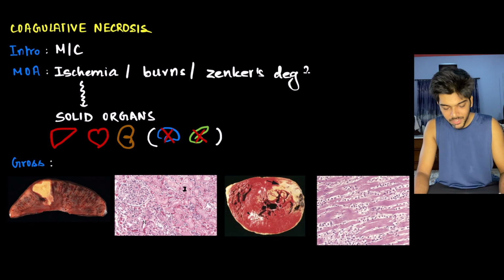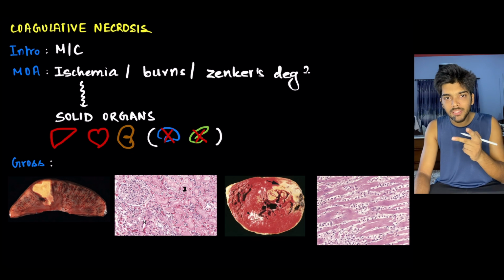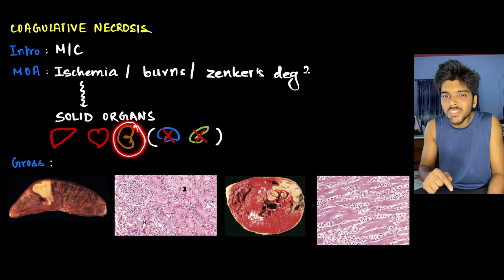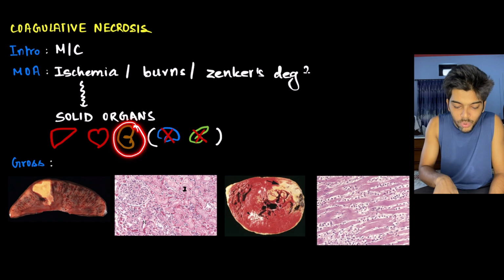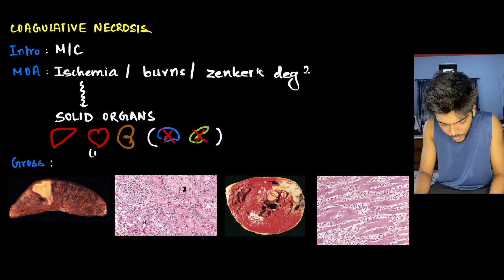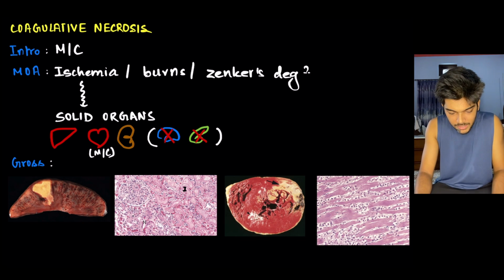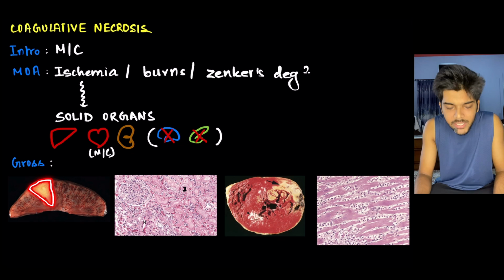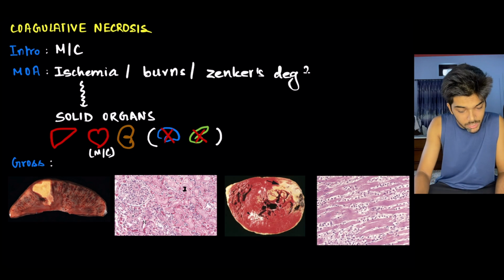Next, morphological features. So I'm going to take two organs to show you gross and microscopy. Your kidney and the most common solid organ that goes through coagulative necrosis, that is your heart. Heart, most common. This is your kidney, this is your heart. In kidney, this pale wedge-shaped area you see, this is referred to as infarct. What is infarct? A new word.